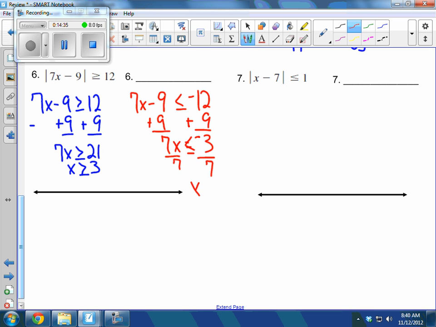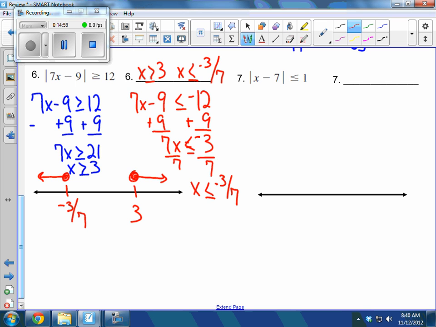And then here's my other answer. X is less than or equal to -3/7. So it's these two answers. The x is greater than or equal to 3. X is less than or equal to -3/7. I'm going to put on the number line. -3/7 is smaller, so it's going to go on the left. And 3 is larger. And for the 3, it's going to be greater than 3. And for the negative 3 sevenths, it's going to be less than the negative 3 sevenths.